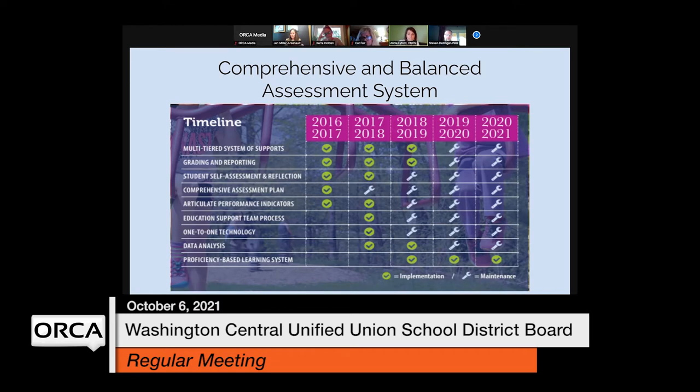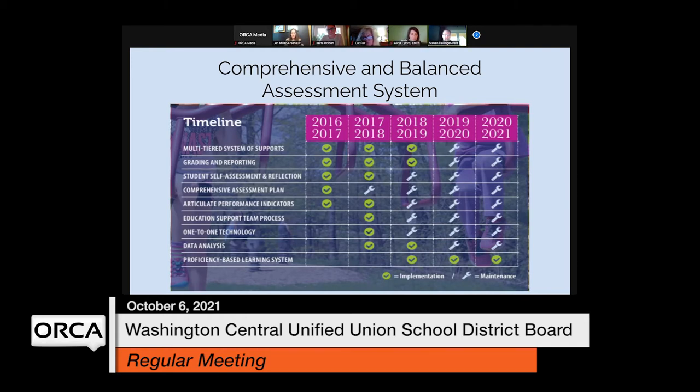We've increased access to interventions across all of our schools, and we're in the process of reconsidering what we now call multi-layered, and what you see here is multi-tiered systems of supports, in order to be more responsive to students' needs, and really to emphasize the importance of excellent first instruction. And our practices related to EST, or our educational support teams, definitely need some more examination and revision.